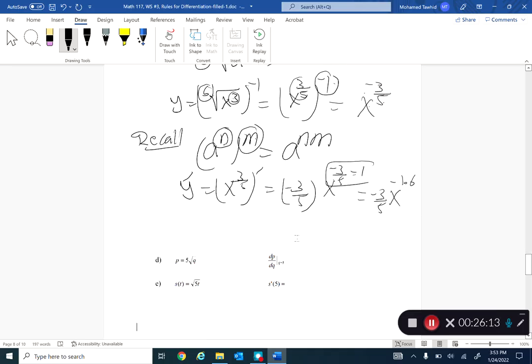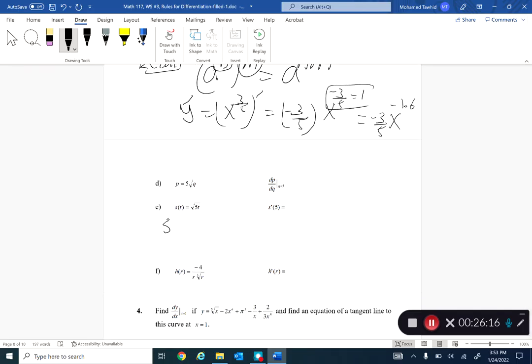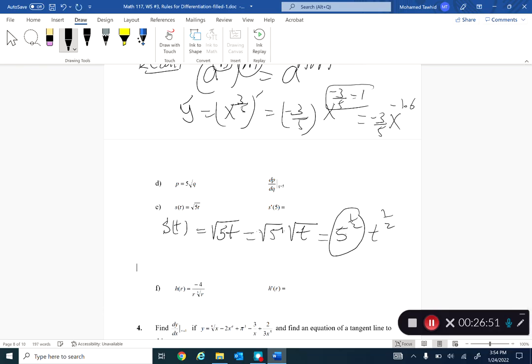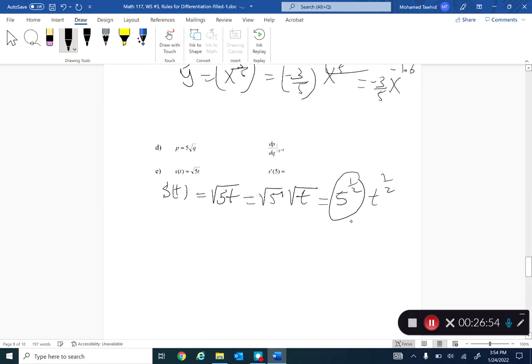Okay. So here s is a function in t. What do you have? You have the square root of 5 multiplied by t. If I separate those, you have the square root of 5 multiplied by the square root of t. If you want, you can write this as 5 to the power 1 over 2 and t to the power 1 over 2. 5 to the power 1 over 2, that's a number. It's a constant. It's easy to simplify.